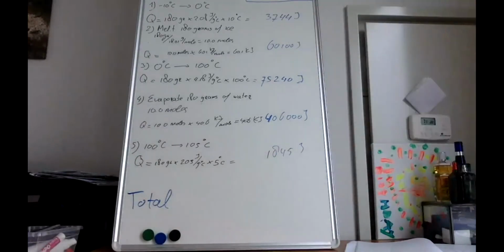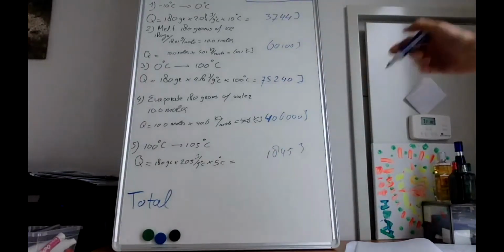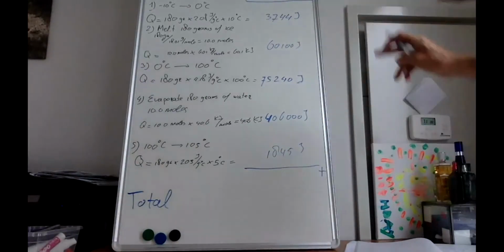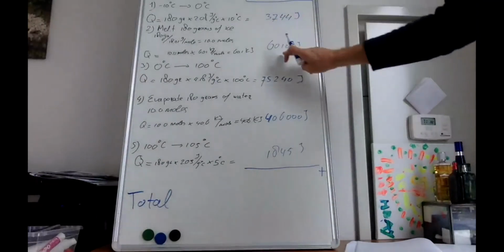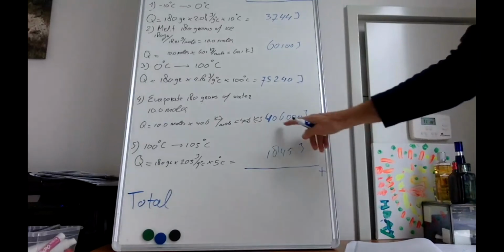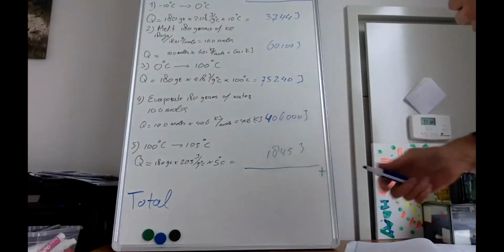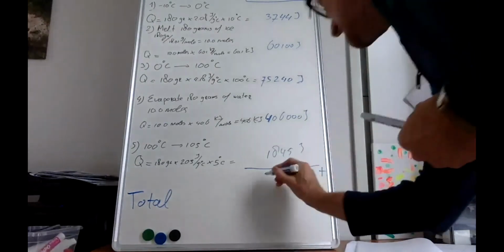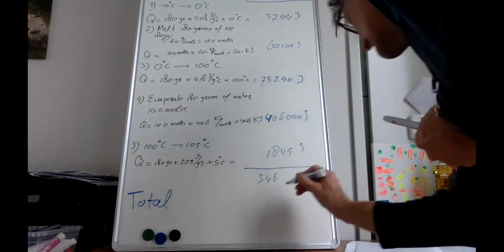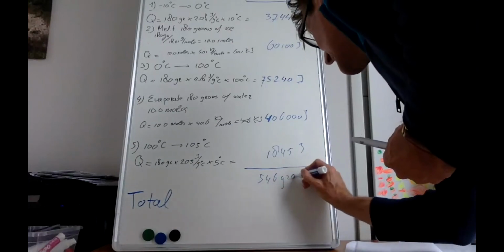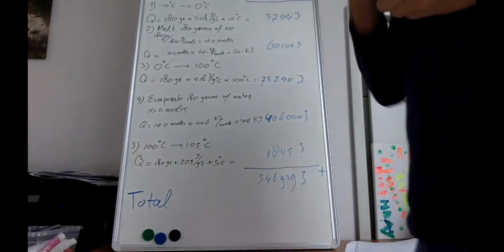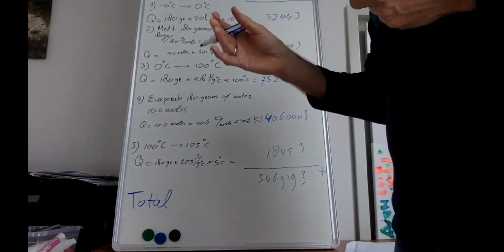So we have now the energy use required for all the 5 steps. So my total energy, just add up everything. 3,744 plus 60,100 plus 75,240 plus 406,000 plus 1,845. And you do it correctly, it's 546,929 joules. That's to bring 180 grams of H2O from -10 to 105 Celsius.